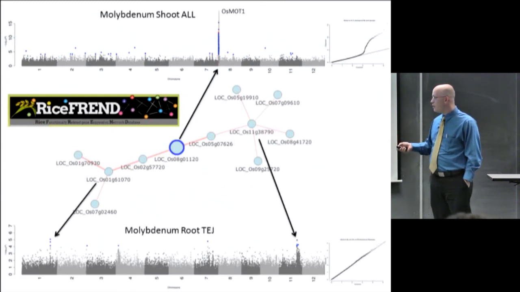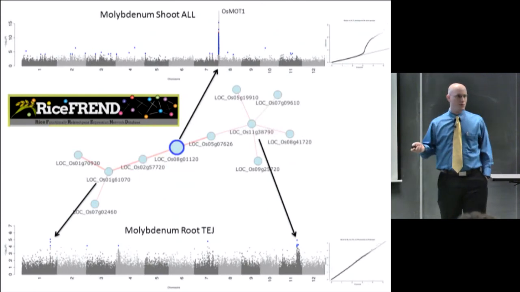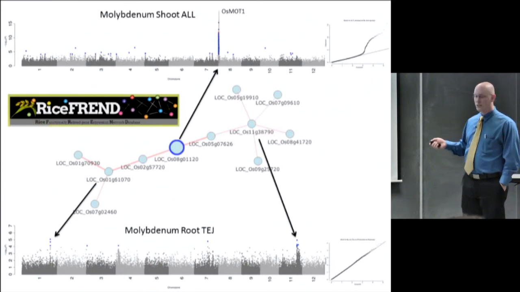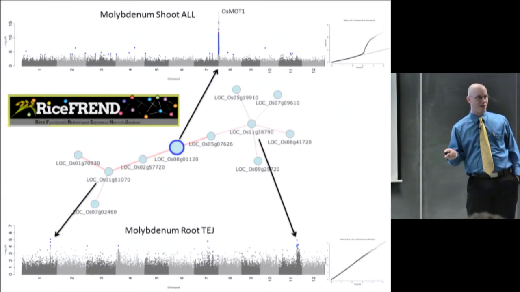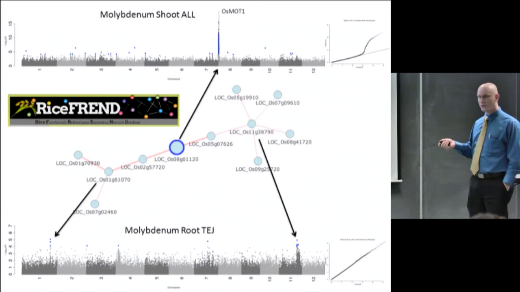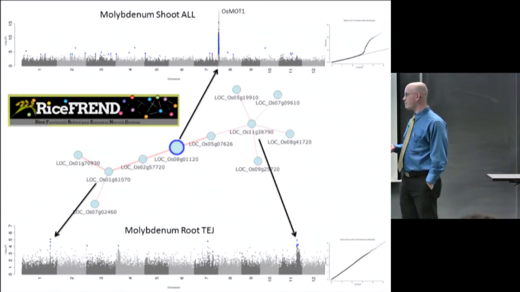And it turns out, if you look there, this gene here and this gene here, which are in the co-expression network of MOT1, co-localize with hits for molybdenum root concentration in temperate japonica. And since all of this data is based on Nipponbare, which is a temperate japonica, that's not terribly surprising, at least that we're specific to temperate japonica. But it's really cool that we're co-localizing with hits.